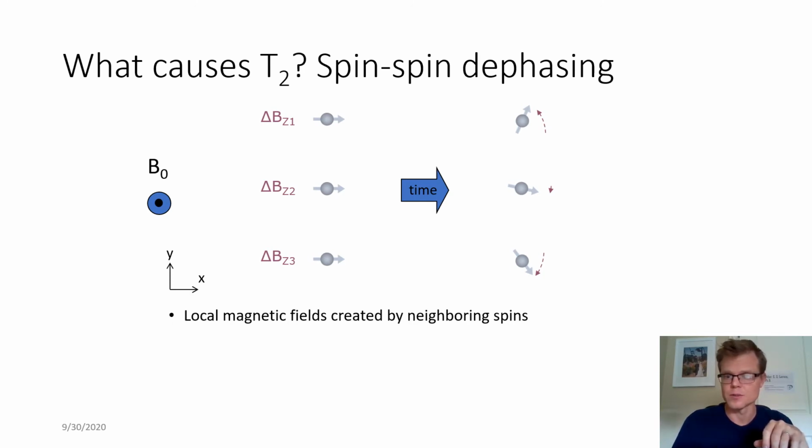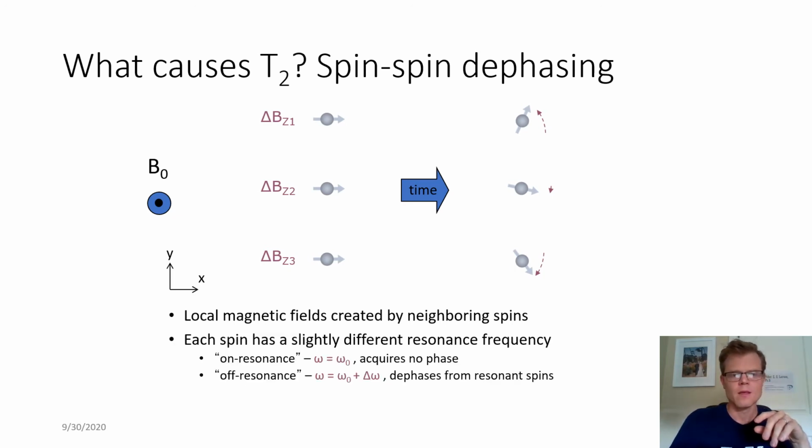Here I'm taking the rotating frame perspective. So this means if they're all at the same magnetic field, they're not going to change, but they're at slightly different magnetic fields. So now we have a condition where these spins have a slightly different resonant frequency due to these local molecular level changes in the magnetic field.